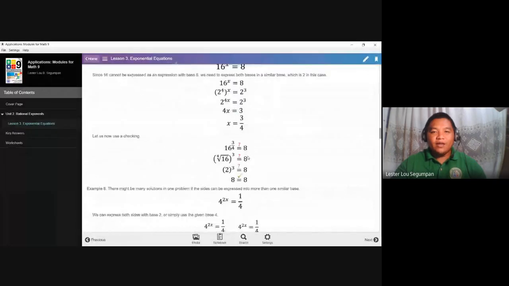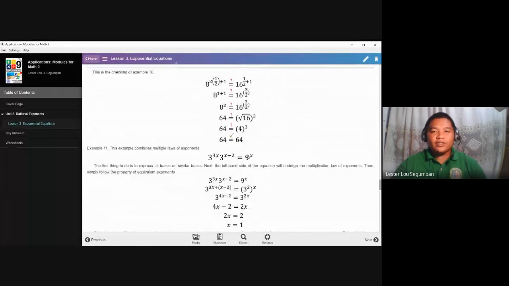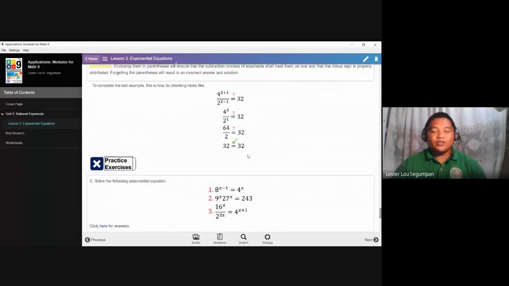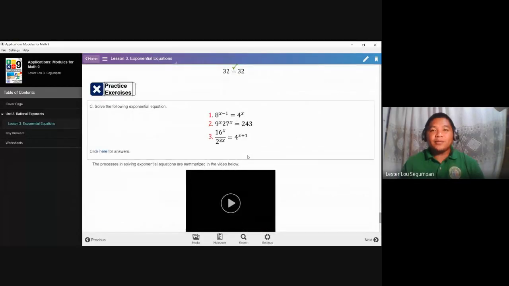I'm sharing to you right now, again, the material, our module already opened in the Kotobee Reader application software. So we have here our lesson 3, exponential equations. For the previous two videos, we already started simplifying or solving the exponential equations. When we solve exponential equations, the main target is to solve for the value of the variable which can make the equation true.